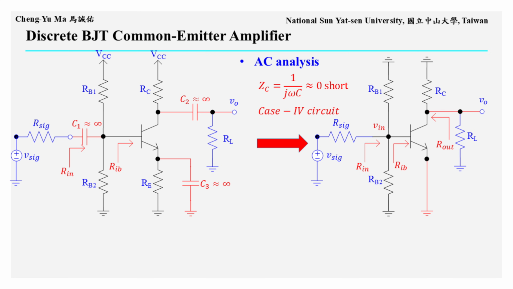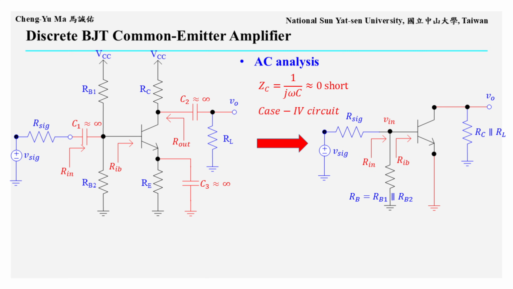At the output node, RC and RL are also in parallel. At the emitter node, coupling capacitor C3 shorts the emitter to small signal ground, so RE is not seen in the AC small signal circuit. Therefore, we can simplify the circuit. The parallel combination of RB1 and RB2 is replaced by RB, and RC in parallel with RL is represented as an equivalent load at the output. The result is the simplified AC small signal circuit shown on the right.